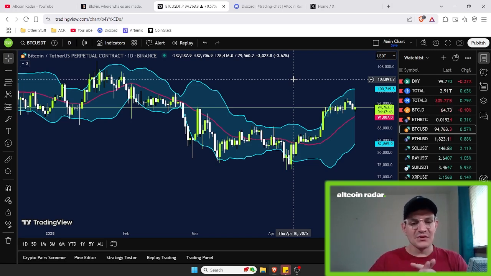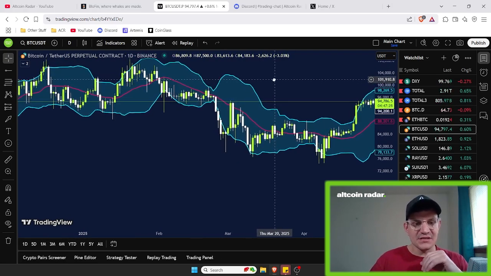But the first one I want to talk about here is the Bollinger Band squeeze, okay? Basically, when the bands squeeze together, get really, really narrow, it typically signals low volatility, and a strong breakout usually happens soon after, okay?